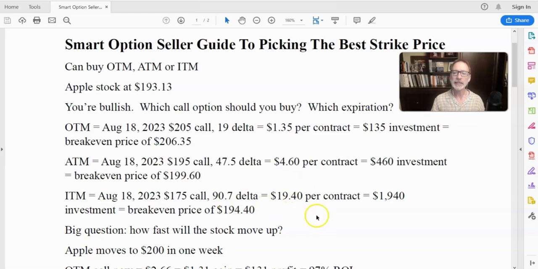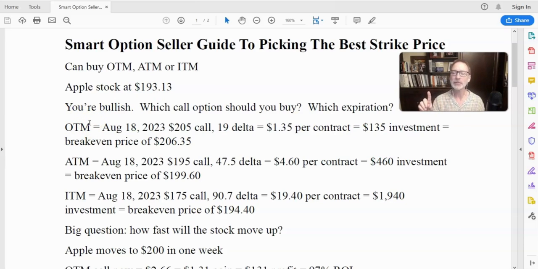But it costs $19.40 per contract, which is a $1,940 investment on your part. Much higher than the $460 and much higher than the $135 investment. So this is a reason why people will opt to buy the out of the money call options, because they cost so much less on a dollar basis.